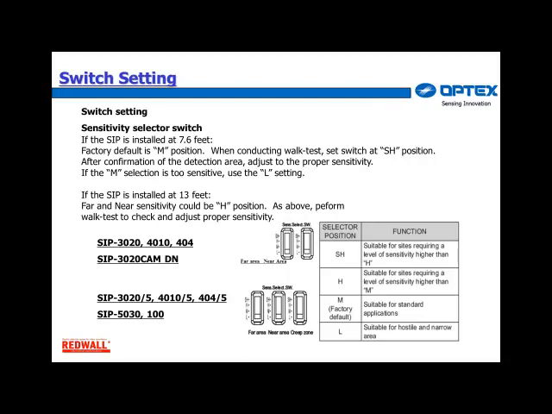Now, if the SIP is installed higher at 13 feet, the far and near sensitivity could be the H position. So as above, perform the walk test, check and adjust proper sensitivity.